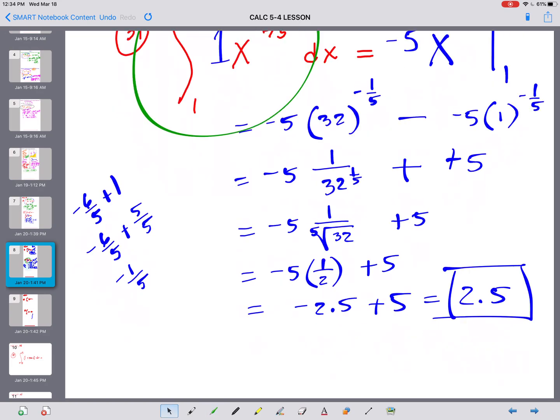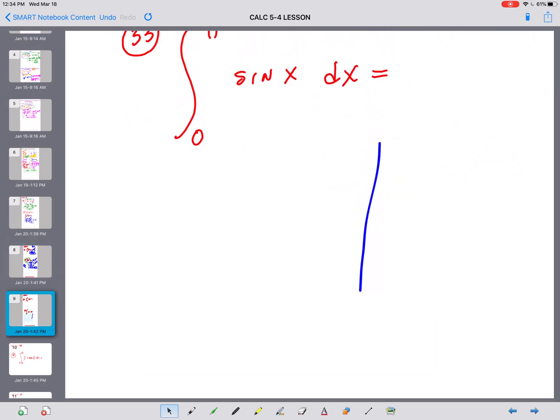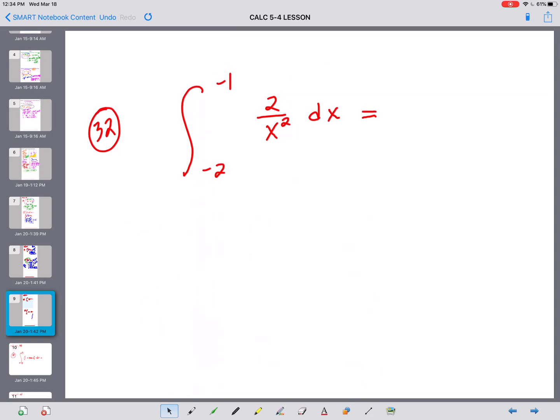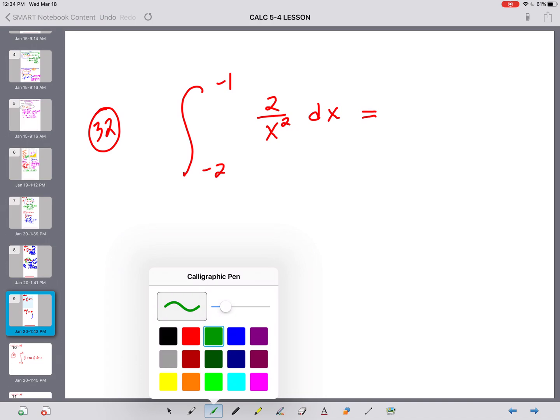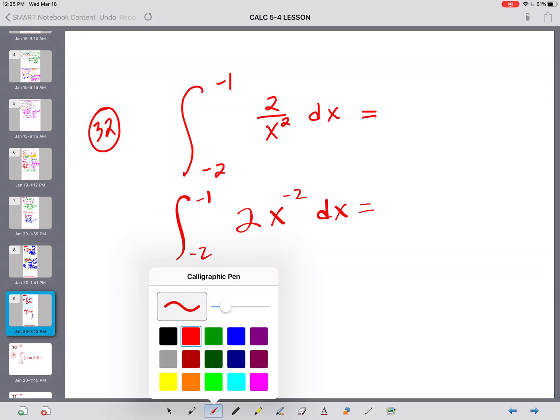Here it is, 32. That's our last one from last night's homework. First thing, before we ever try and take the antiderivative, we want to rewrite it. Here it is, from -2 to -1. Now, we don't want that in the denominator. We want it up in the numerator. So I'm going to write it 2x to the -2. There it is. Now we can do the antiderivative.